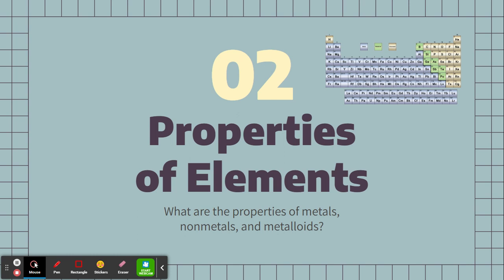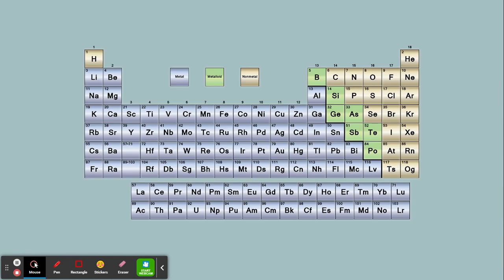Chapter 2, Properties of Elements. What are the properties of metals, nonmetals, and metalloids? To recap, these are the different elements on the periodic table and their distribution to being metals, metalloids, or nonmetals. Another important thing to note is that although hydrogen is on the left side of the periodic table, it is still a nonmetal.